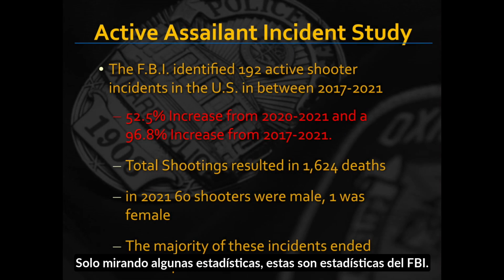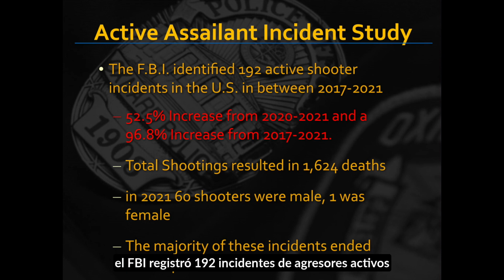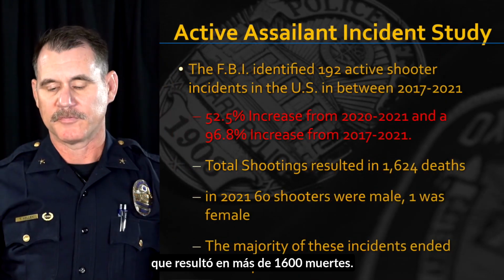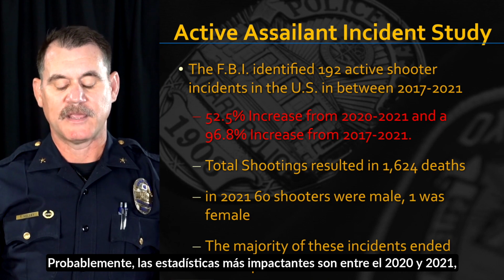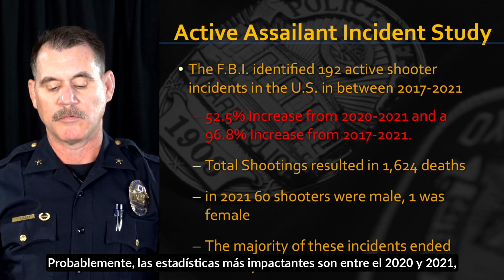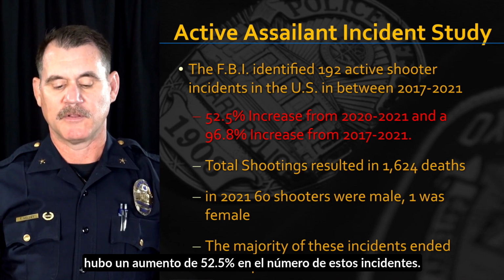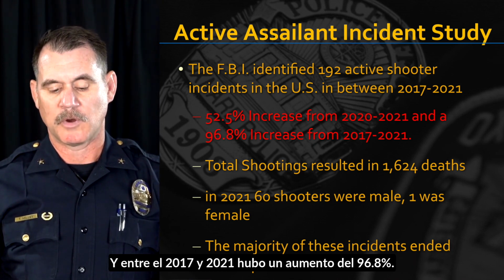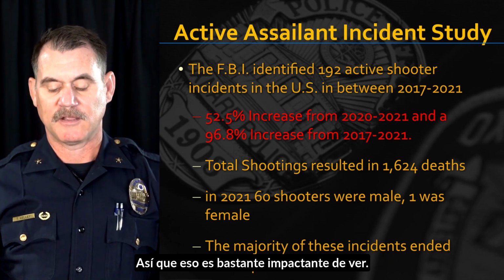So just looking at some statistics, these are statistics from the FBI, looking at the years 2017 to 2021. Between those years, the FBI recorded 192 active assailant incidents that resulted in over 1,600 deaths. Probably the most shocking statistic is that between 2020 and 2021 alone, there was a 52.5% increase in the number of these incidents. And between 2017 and 2021, there was a 96.8% increase. So that's pretty shocking to see.